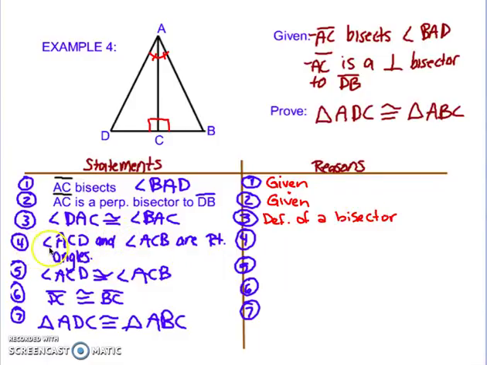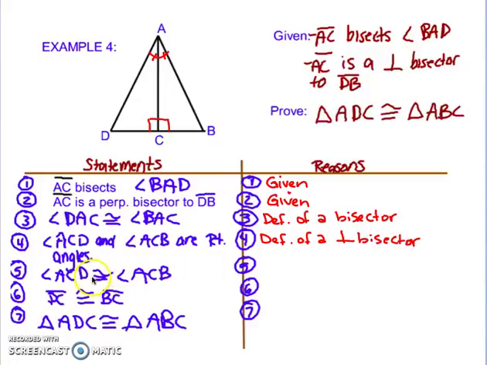For our next statement, angle ACD and angle ACB are right angles. Okay, and we can see that here because we had a perpendicular bisector. So for this, we are simply going to write for our reason definition of a perpendicular bisector.